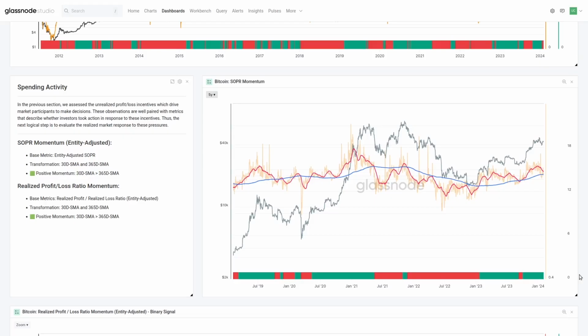Okay, so moving on to our third category. Previously we were looking at the unrealized profit and loss. Now, for reference, unrealized profit and loss metrics tend to be a lot slower because they're showing you the existing 88% of coins held off exchanges. What are those investors? What's their current position?